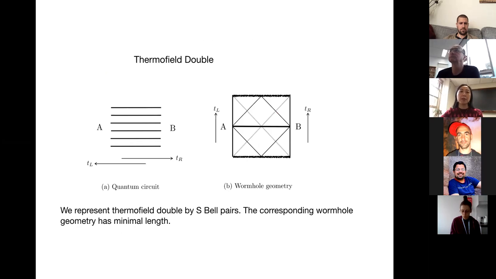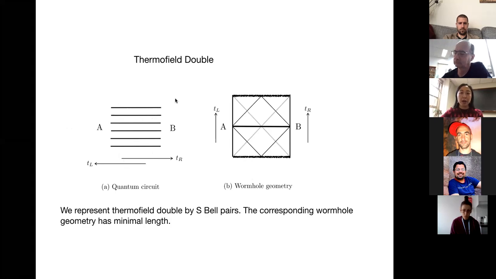Let's start from the simplest example, the unperturbed thermofield double at t equals 0. We represent the thermofield double by S Bell pairs, where S is the black hole entropy. Just S Bell pairs, that's the simplest circuit you can imagine. The corresponding wormhole geometry has minimal length. Also note that as we increase right time, the circuit gets longer towards the right. As we increase left time, the circuit gets longer towards the left.